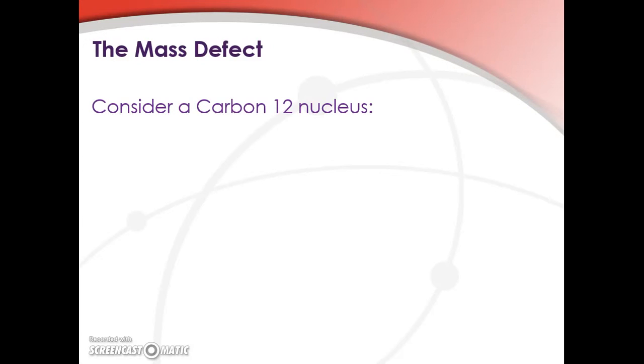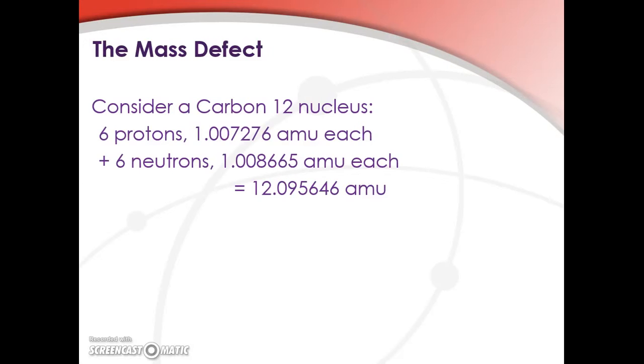we can consider one of the early puzzles that atomic modelers had to face. Let's talk about a carbon-12 nucleus. Carbon-12 has 6 protons and 6 neutrons, and we know the mass of a proton to a very accurate degree, and the mass of a neutron to a very accurate degree. And we can sum 6 times 1.007276 plus 6 times 1.008665, and we get a total of 12.095646 atomic mass units for a carbon-12 nucleus.